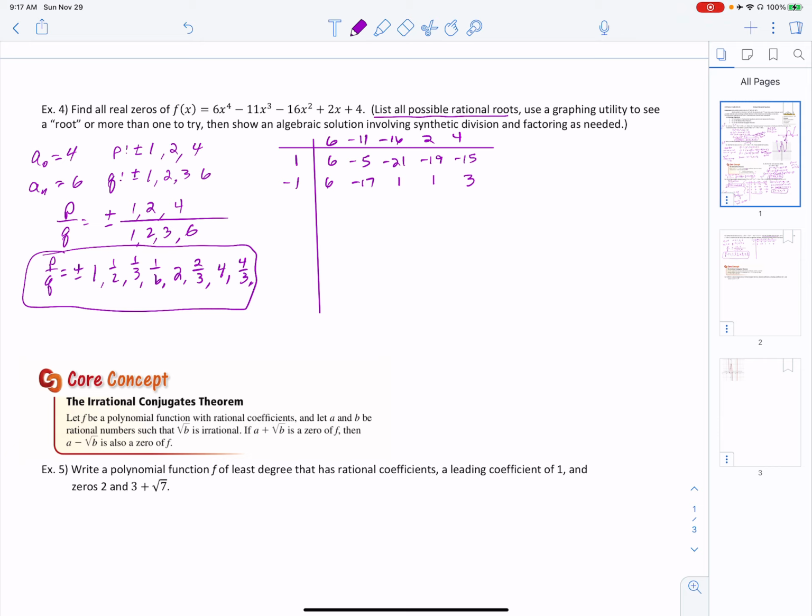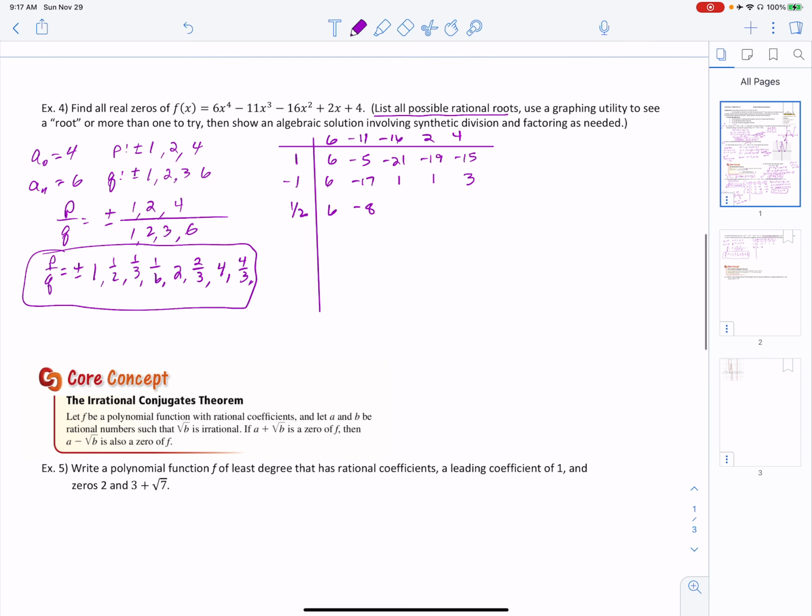So let me start with something else. If I try 1/2, I bring down a 6. 6 times 1/2 is 3, and -11 is -8. Times 1/2 is -4, and -16 is -20. 1/2 of that is -10, and 2 is -8. And 1/2 of -8 is -4, plus 4 is 0. Yes, I got that reduced.